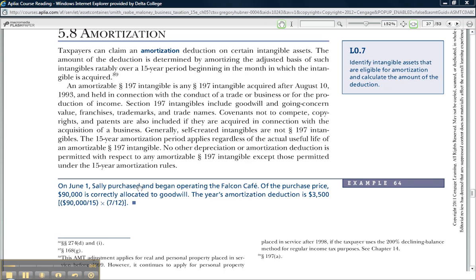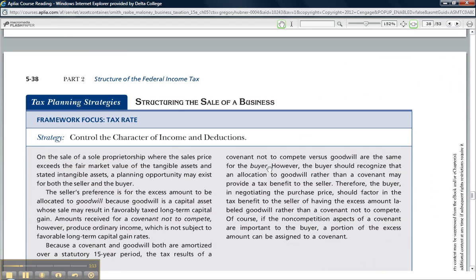On June 1, they purchased this cafe, and you can see you get a full 7 months of amortization expense. Mid-month would have assumed that was placed in service June 15th, and you'd only get 6.5/12. So you get a full month amortization rule for intangible assets. There are other rules for self-created intangibles, so read through that. And I think that does it.